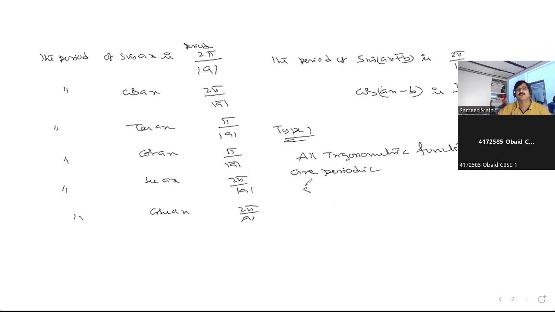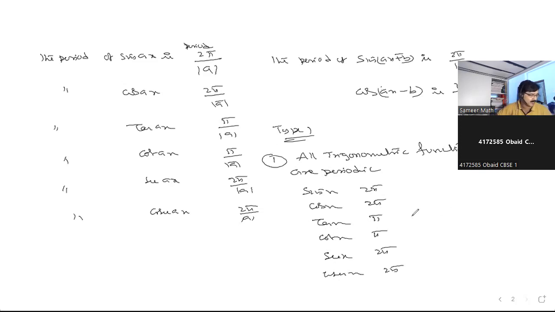Yes, just now I said to you that sin x period is 2 pi. Cos x period is 2 pi. Tan x period is pi. Cot x period is pi. You got a clear idea why I am writing like this. Graphically also I explained here. Secant x period is again 2 pi. Cosecant x period is 2 pi. This is the first point which you have done.